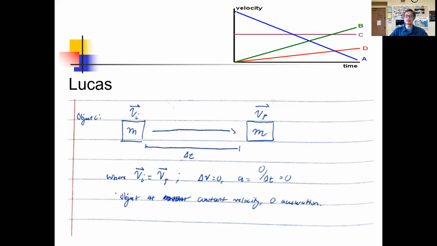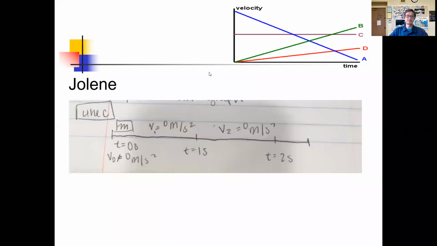Okay, let's go ahead and take a look at one more and see what we have here. Let's take a look at what Jolene did. Jolene also chose to analyze object C here, and she did the same thing that Melissa did. She indicated here that initial velocity is 0.